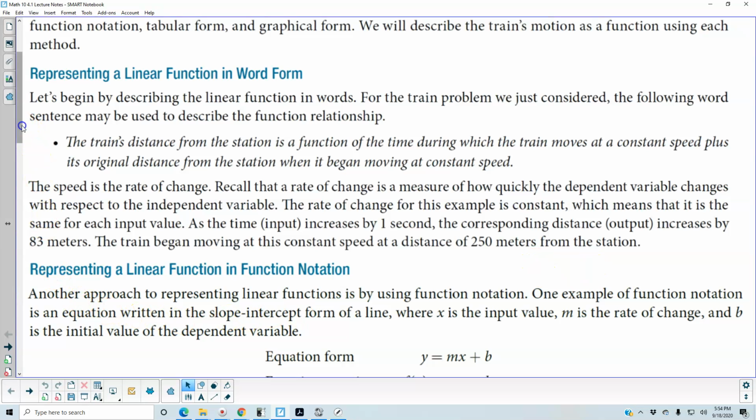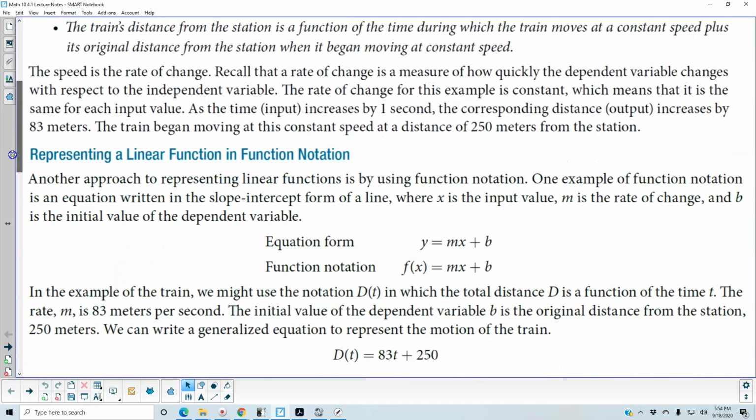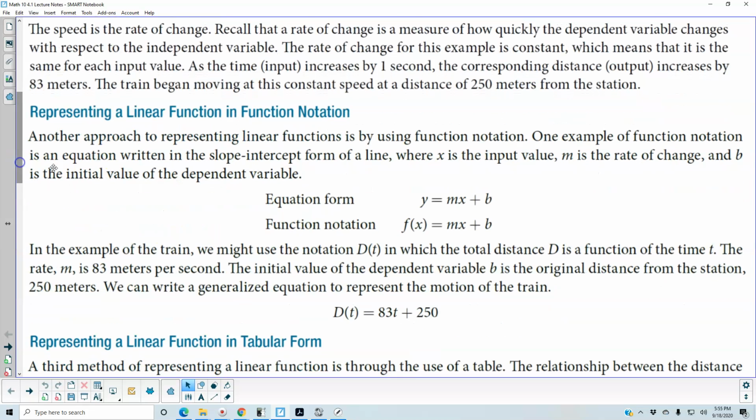Now, representing a linear function in function notation. Another approach to representing linear functions is by using function notation. One example of function notation is an equation written in slope-intercept form of a line, where x is the input value, m is the rate of change, and b is the initial value of the dependent variable. In equation form, we have y equals mx plus b. In function notation, we write f of x equals mx plus b, where y and f of x mean the same thing.